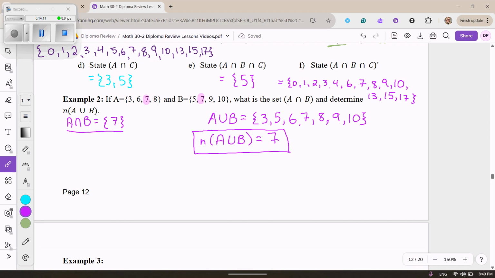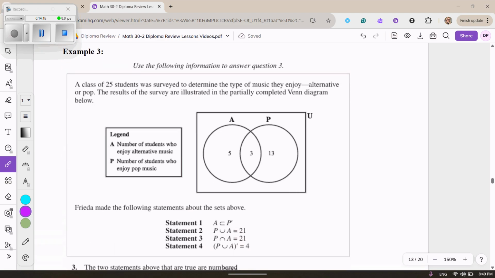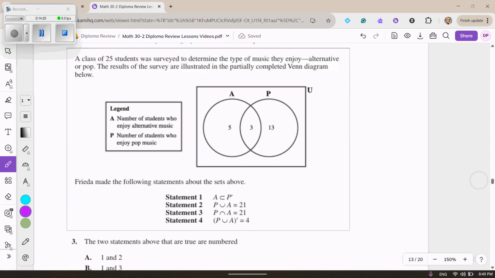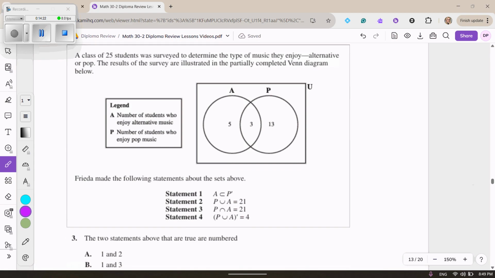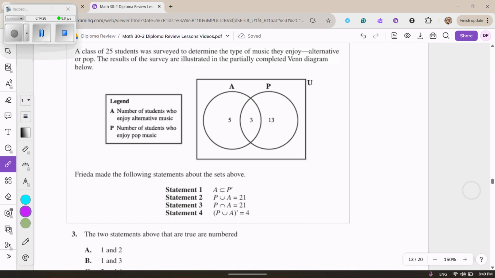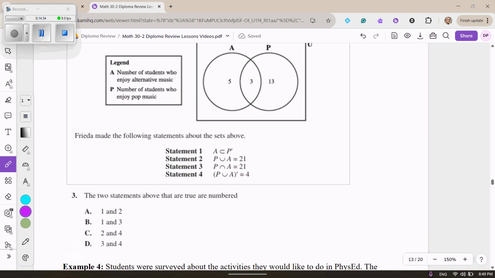Great. Next example. A class of 25 students was surveyed to determine the type of music they enjoy, alternative or pop. The results of the survey are illustrated in the partially completed Venn diagram below. So I see A, I see P, and then we have a bunch of statements. Frida made the following statements.